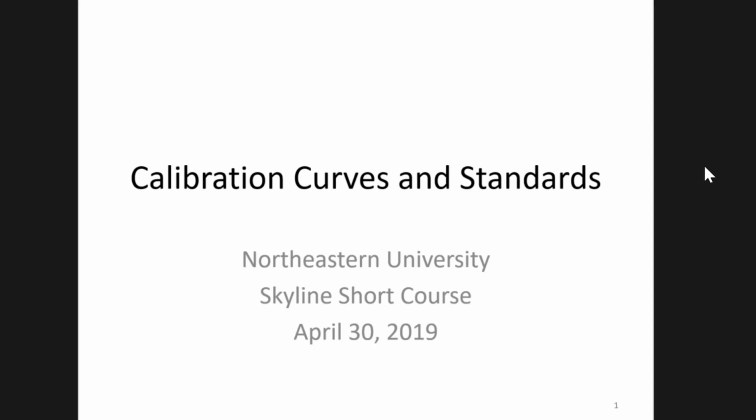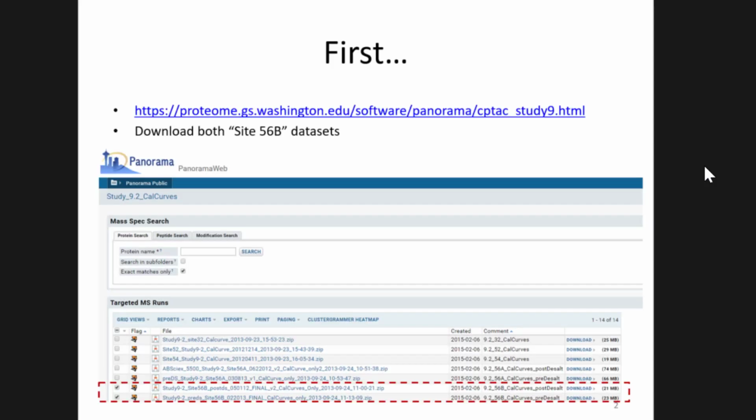Anyway, okay. So this afternoon we'll be spending a lot of time going over calibration curves and standards. And there will be a hands-on component to it. So first, you can get this from Panorama, but it should be on your USB under calibration curves. There's a data set called, what is it called? Study 9.1, Site 56B, Agilent 6490. You should be able to find it on your USB drive. And then just unzip it somewhere and have it ready because we'll be going over some of those files.